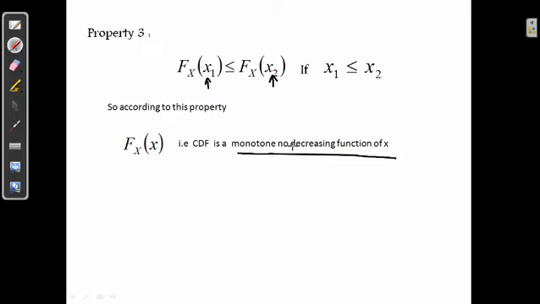Non-decreasing means it should be increasing. So it should be increasing monotonically. Okay, let me explain this third property using the earlier slides. You just note here, CDF of x1 will always be less than or equal to CDF of x2.